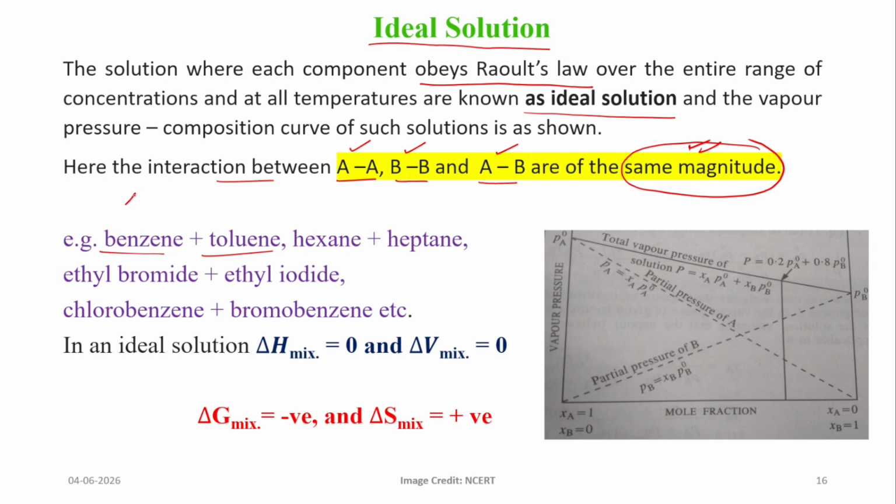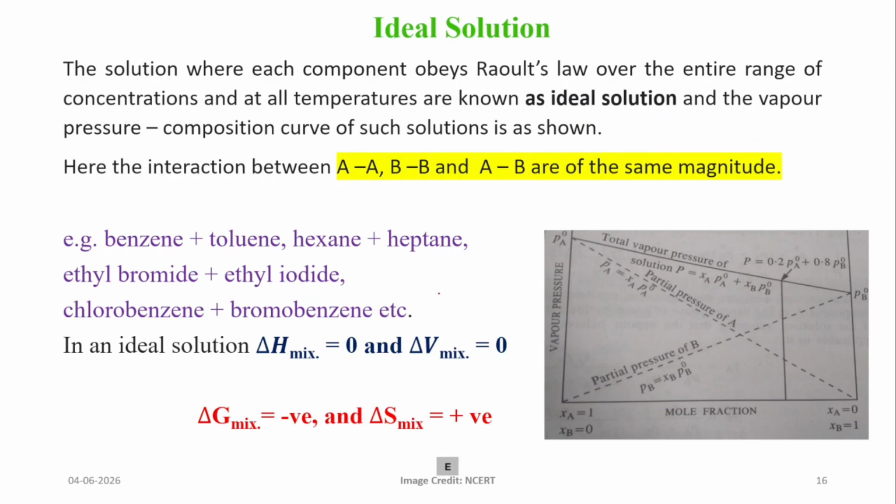Benzene plus toluene, because benzene is this one and toluene is this. So both of them are almost similar structure. Hexane, heptane. So hexane is having 6 carbons. Heptane is having 7 carbons. So again, almost same structure. Cyclohexane, cycloheptane, and ethyl bromide, ethyl iodide, C2H5Br and C2H5I. So since all of them are almost similar, not identical, but similar in nature, they are examples of ideal solutions.